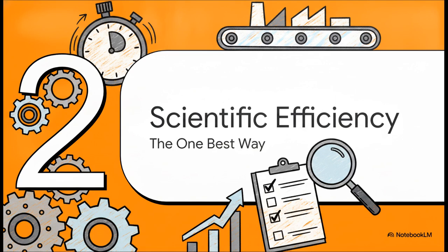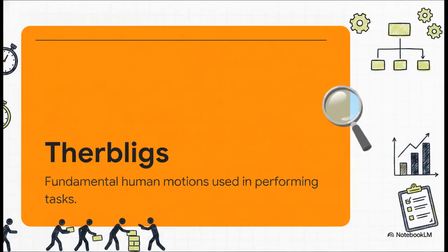Moving right into part two, Taylor's scientific efficiency and the relentless search for the one best way. So, Frederick W. Taylor, often known as the father of scientific management, he believed that if you improved management practices, you directly improved productivity. Simple enough, right?